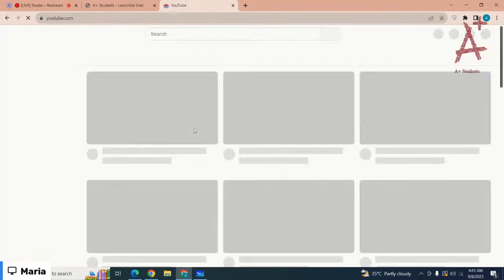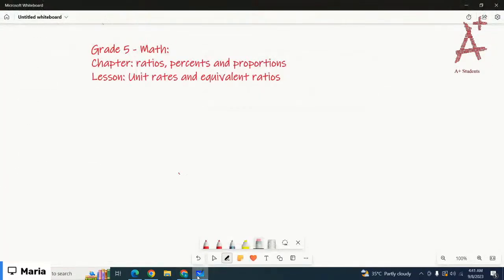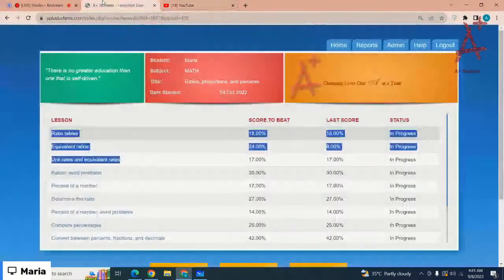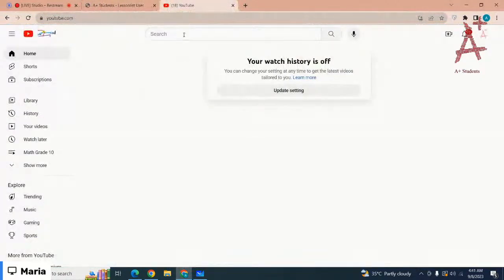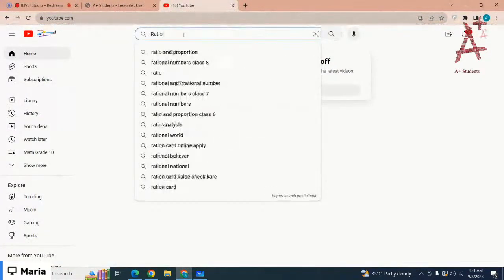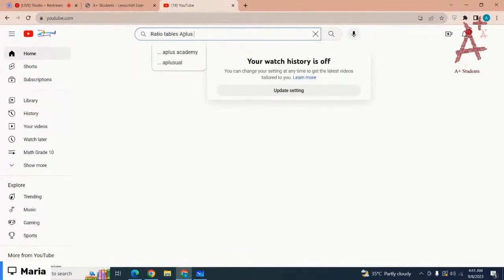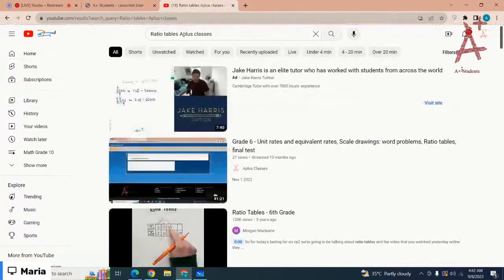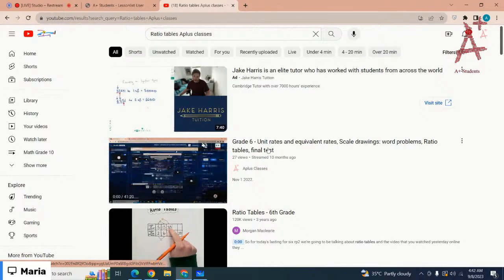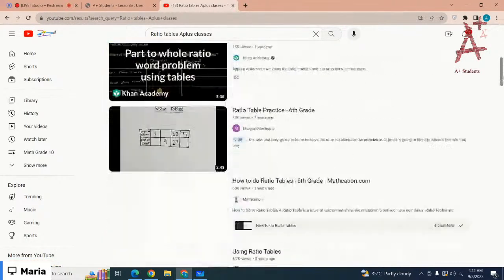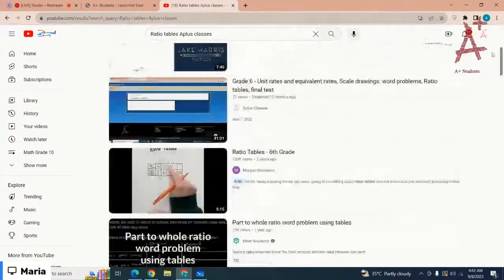Let's just search a lesson. That is ratio tables, right? Let's write down the lesson name, ratio tables, followed by the channel name. The channel name is A Plus Classes, right? And just see the results. Here is the result: Grade 6, unit rates and rates, ratio tables. That's the one I did for grade 6. You can find the other lessons here, right?